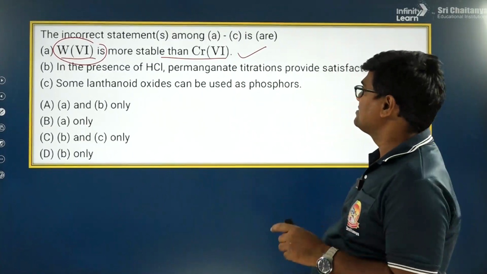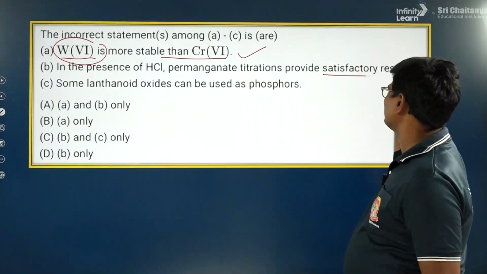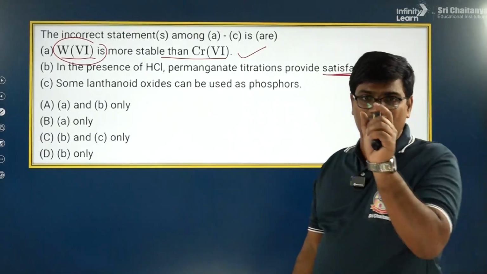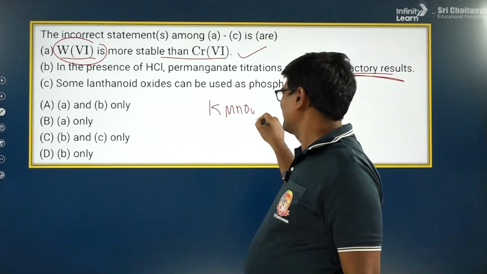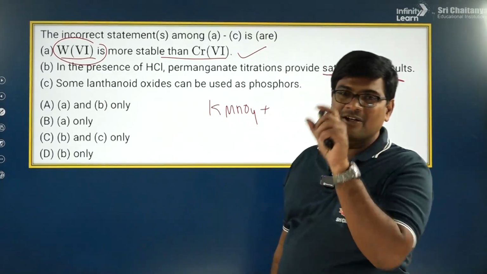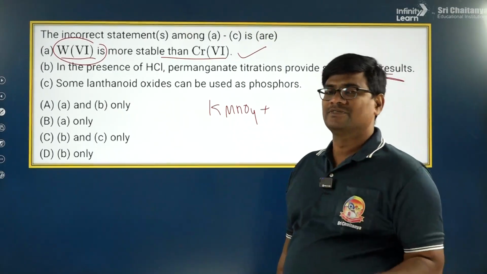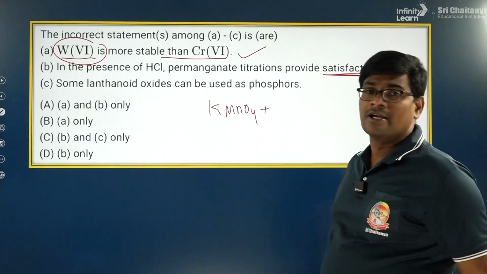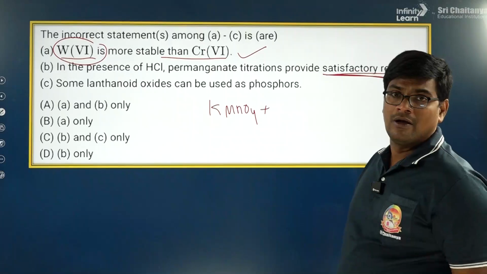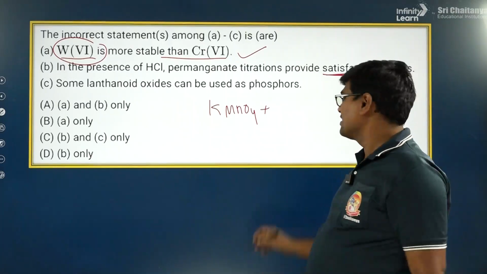In the presence of HCl, permanganate titration provides satisfactory result. There is a problem. This is a laboratory manual question also. When you take KMnO4 for the titrations, what is the medium that we need to use, especially acidic medium? It is a powerful oxidizing agent in acidic medium. To provide the acidic medium, can we use HCl? No. What is the best acid we can use there? H2SO4.